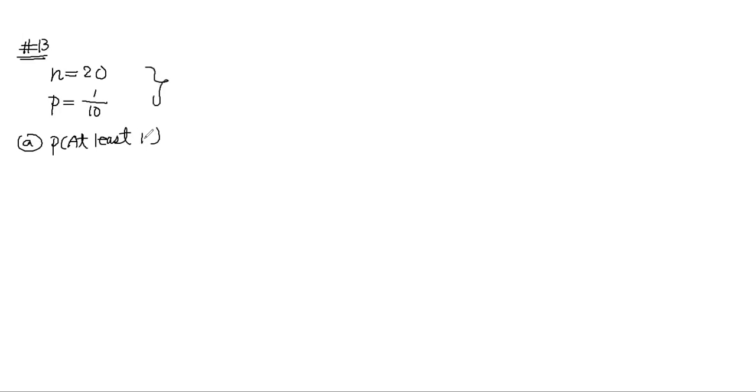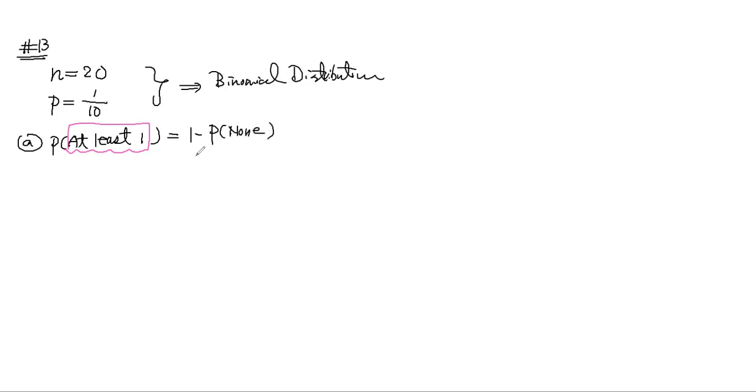We know this experiment is what we call a binomial distribution, which we learned before from the last test. At least 1 means it could be 1, 2, 3, 4, 5, all the way to 20. As soon as you see at least 1, the easy way to do it is 1 minus the probability of none. That means 1 minus the probability that x equals 0.